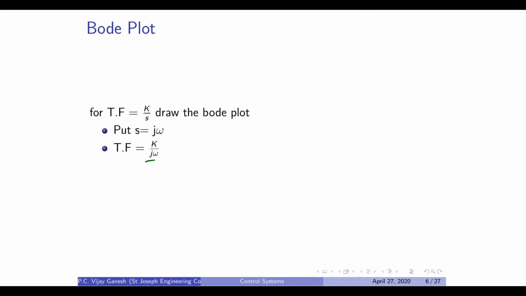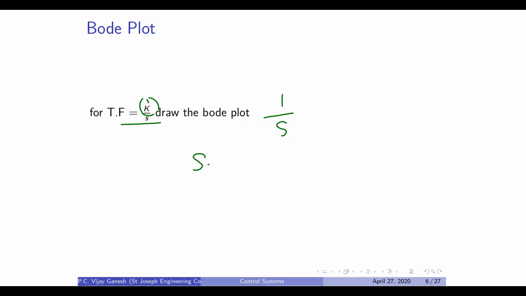So the first rule in order to plot the Bode plot is to substitute s with j omega. This is the first step we have to do. Once we substitute, the transfer function becomes K divided by j omega. After this we have to find the gain and the phase equation.